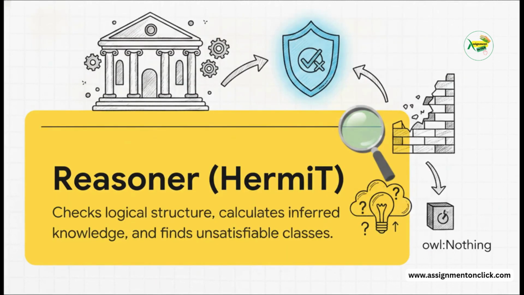But wait, how do we actually know our new universe makes logical sense? We run a reasoner. Protege packs a built-in reasoner called HermiT. Just hit Control or Command R. HermiT is basically your digital building inspector. It scans the whole ontology, calculates any inferred knowledge, and, crucially, hunts for logical contradictions. If you built a broken rule that's logically impossible, HermiT catches it and dumps that class into a special category called owl nothing. If that stays empty, boom, your universe is logically sound.